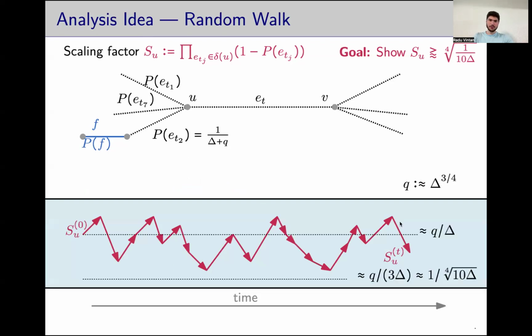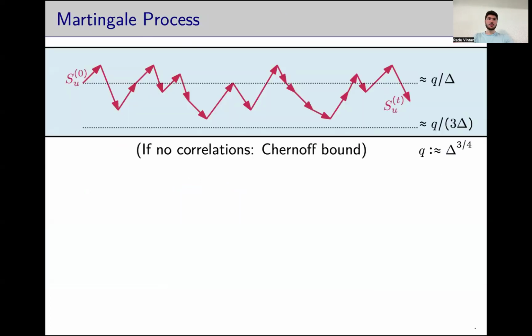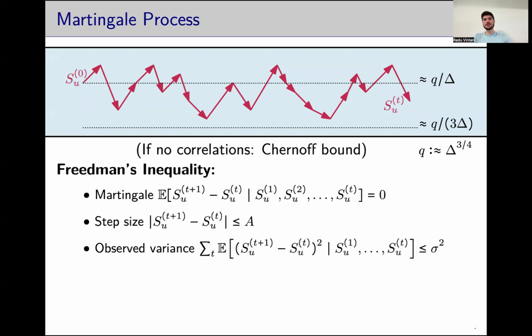Now, what we want to show is that this thing has some initial value and we want to prove it doesn't drop too much below that value because we want to lower bound it. If there were no correlations, we would be able to just apply Chernoff bound. If these things were independent, Chernoff bound would give us the right result. However, we have correlations, and this is where this martingale magic comes from.